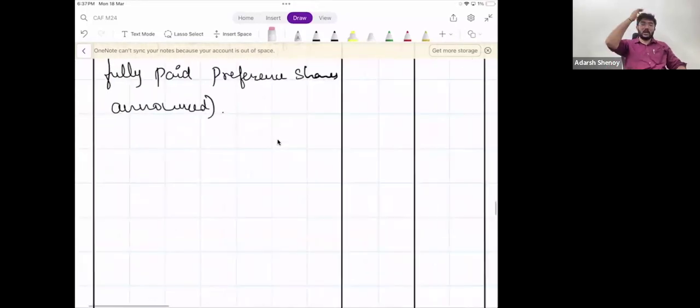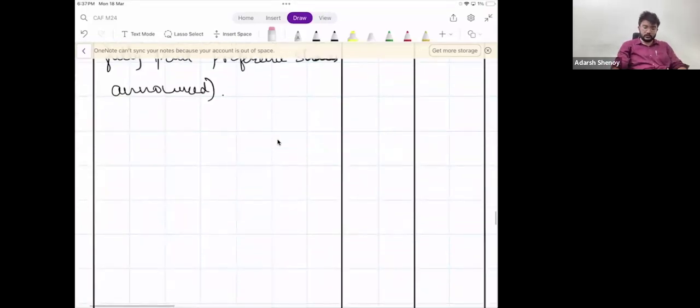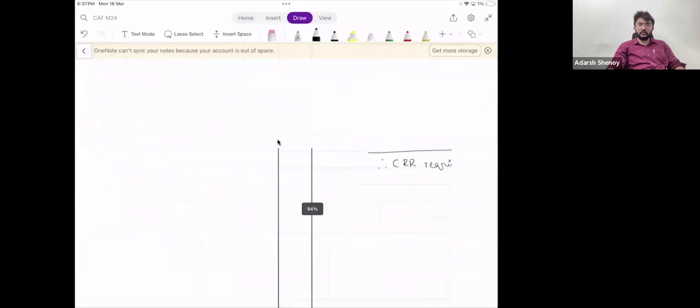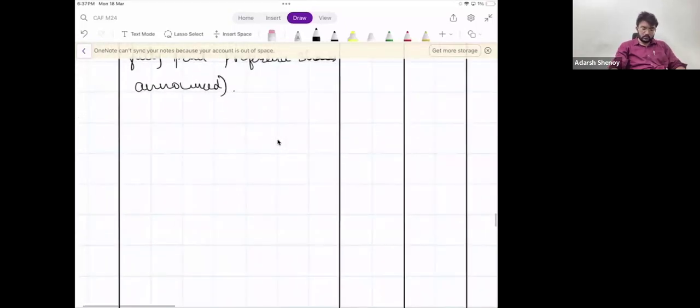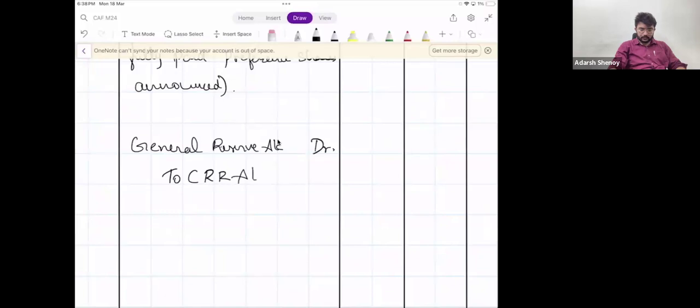So there is already a CRR. Can we consider that 20 lakhs? No, no. That was for some earlier redemption they had done. They had created that 20 lakh CRR. That is not to be considered for this one. For this one, we have to create a fresh CRR from the general reserve, which is a free reserve. So I'm going to debit the general reserve and credit the CRR, 27 lakh 50,000.